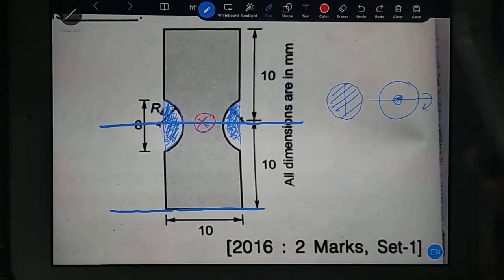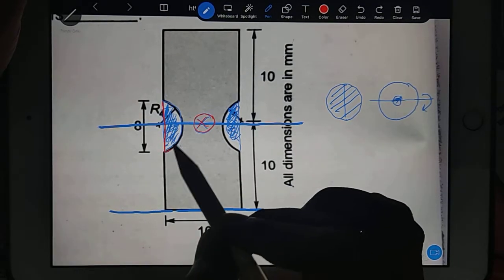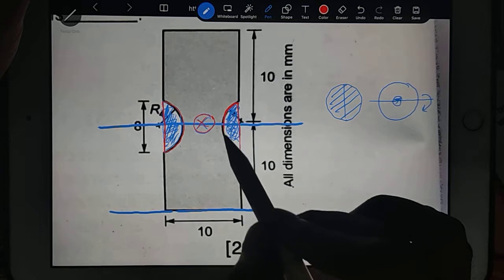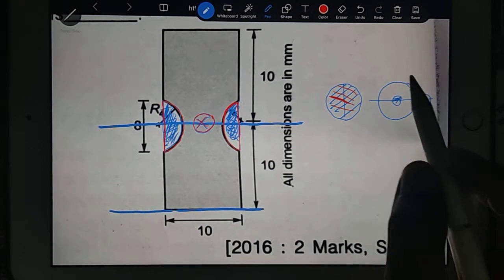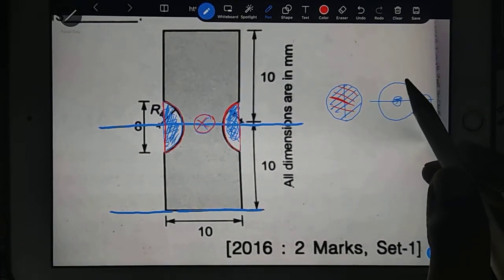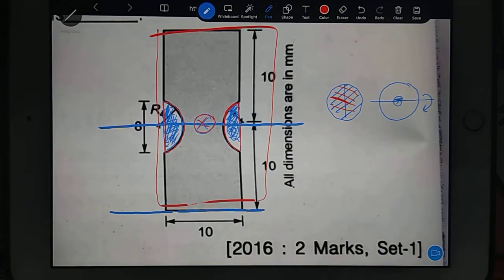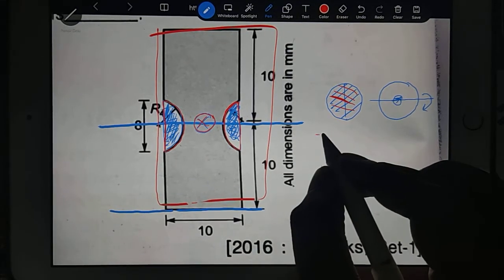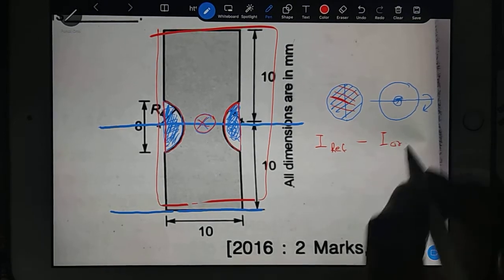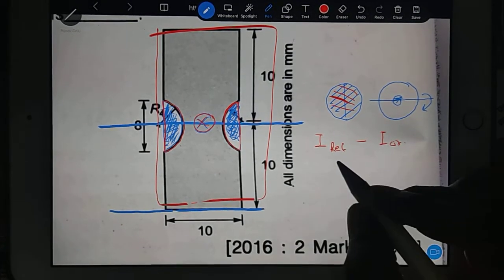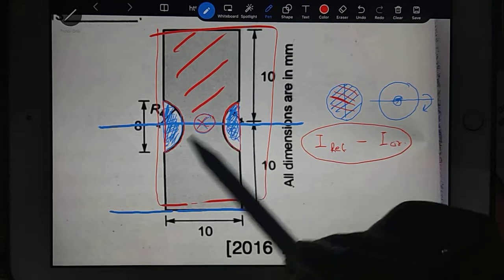So my logic is, there are so many ways to solve this numerical. The best way is, this portion is a half circle, this portion is a half circle. So find the moment of inertia of both the circles together, that will be a full circle. Now the full circle's moment of inertia we have to subtract from the total moment of inertia. I'm saying that the moment of inertia of the rectangle minus the moment of inertia of the circle. If you subtract both, you will get the moment of inertia of the remaining object, which is shaded in gray color.